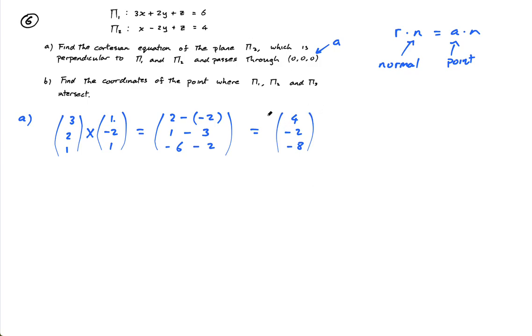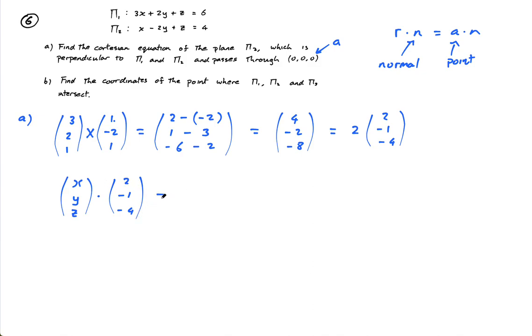Once I have this, you could also write it, by the way, guys, as 2 times (2, -1, -4), and then just use this as the normal. Either way is fine. So I can say r dot n. Now r is x, y, z, dot n, the normal. You can use this or this. You can simplify it at the end again if you want. I'm going to use 2, -1, -4 because it's easier.